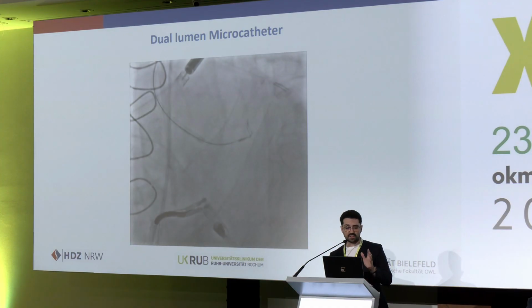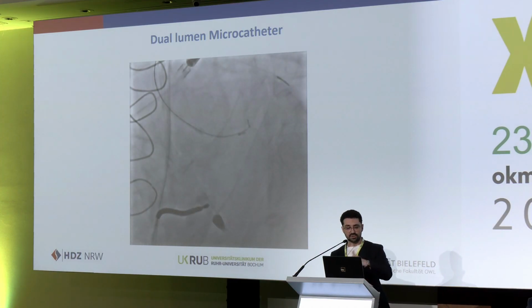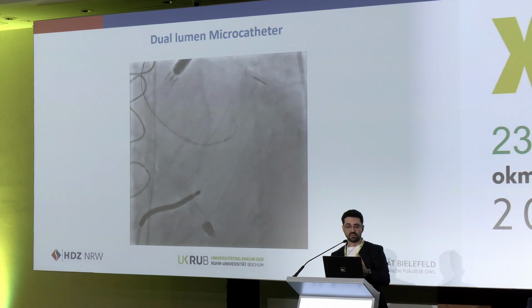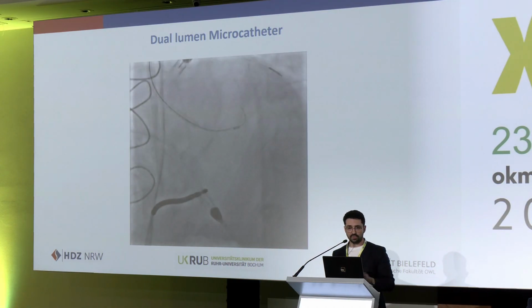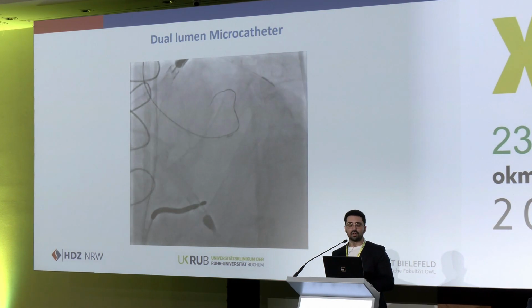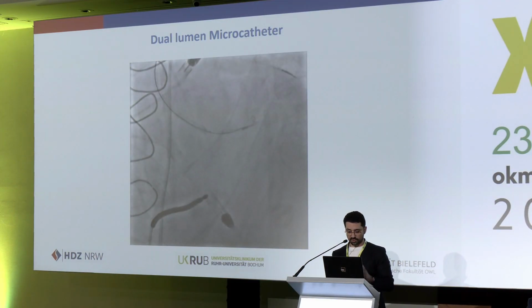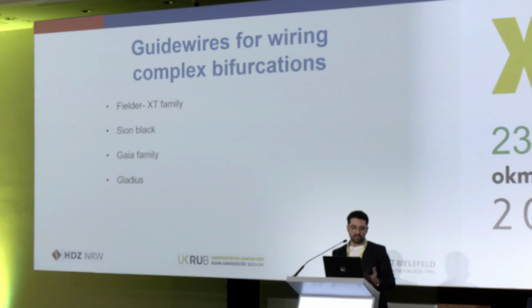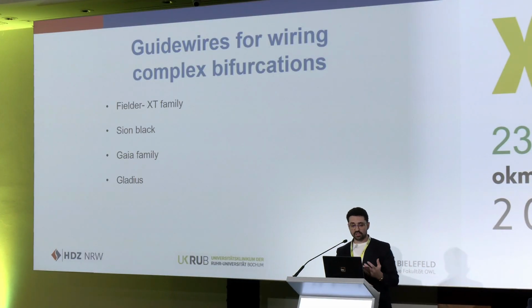This is a bifurcation of left main, LAD, circ. You keep your dual lumen microcatheter at the level of the bifurcation, and you use a soft wire, for example Fielder XTR, for wiring the side branch. You can also use an angulated microcatheter like Supercross if needed. Usually for complex bifurcations, I use Fielder XTR, Cyan Black, Gladius. It's like escalation. And if it's needed, you can also use Gaia.